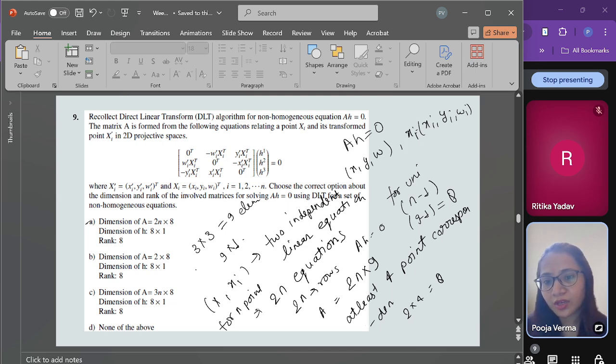So option A is the correct answer. 2n into 8 equations will be there, because we can scale up to 8, and the dimension of A, that H, will also scale up to 8, and the rank we have got is 8 only. So option A is the correct answer for this question. Okay, have you understood this question?